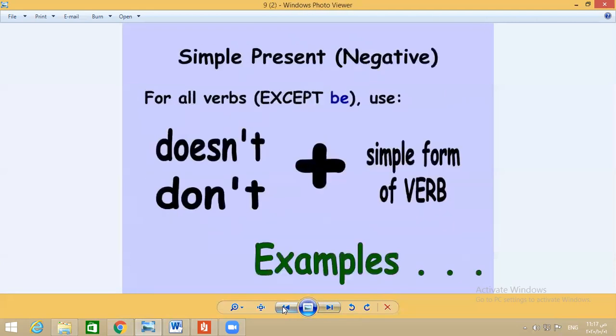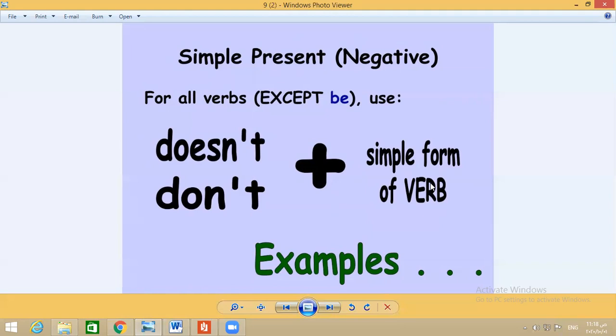What is the negative of the present simple? I have two ways to make the negative. If I'm talking about the singular pronouns or I'm talking about the plural pronouns. Simple present negative is expressed by doesn't and don't. So I don't work on Fridays. She doesn't work on Fridays. But let's remember that after don't and doesn't, my verb is in the simple form, the base form, with no letters added at the end.